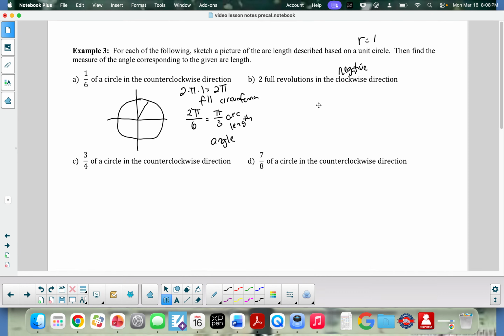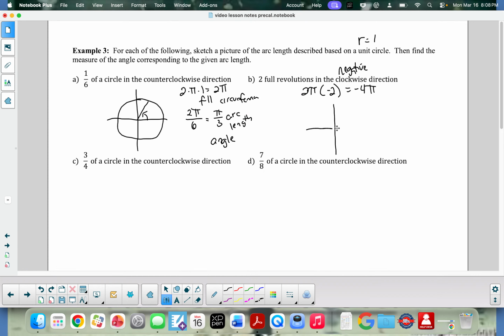Okay, so if I'm going to go around a circle twice, backwards, basically, again, the radius is 1. So I know my full circumference is 2 pi. And if I'm going backwards, it's just negative 4 pi. You don't have to do any more than that. Now, if you show it on the circle, oh, by the way, I forgot that one.